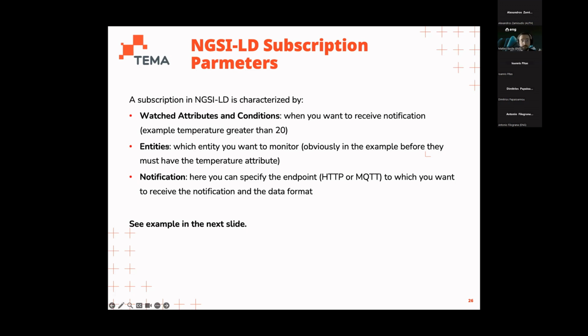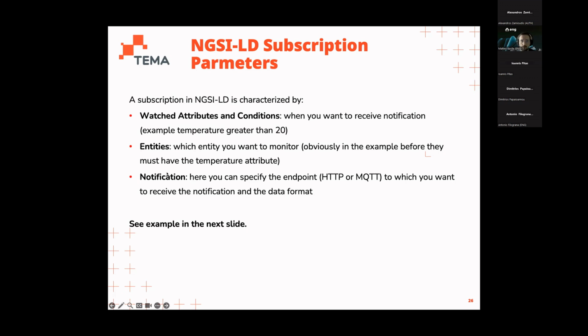Then the entities. Okay, but temperature is an attribute that could be part of multiple entities. We can have, I don't know, a device that has the attribute temperature, but also the weather observed entity that has that attribute temperature. And we can filter: I would like to be notified only for the weather observed entity, for example. And that's why we have entities.